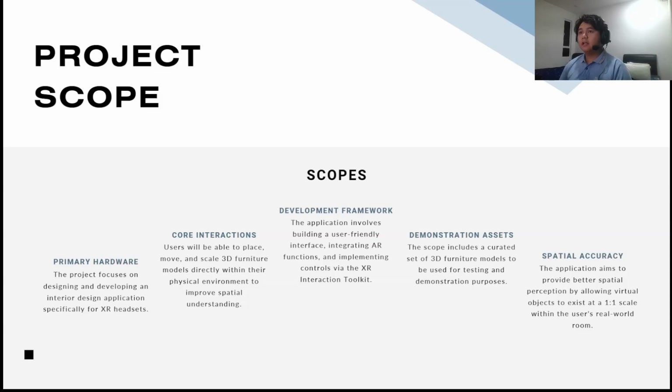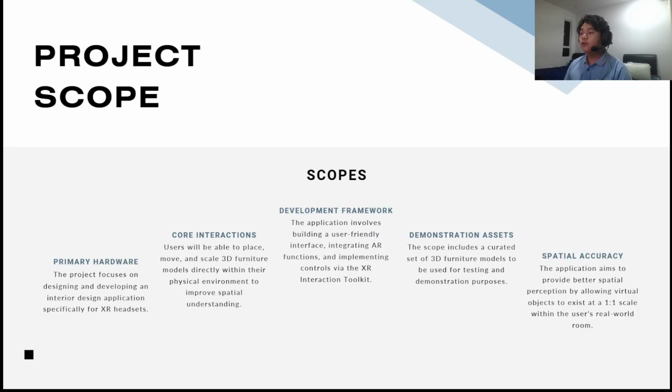Next, we will discuss the project scope. The first scope of this project is the primary hardware. The project focuses on designing and developing an interior designing application specifically for XR headset. Secondly, core interactions. Users will be able to place, move, and scale 3D furniture models directly within their physical environment to improve spatial understanding.